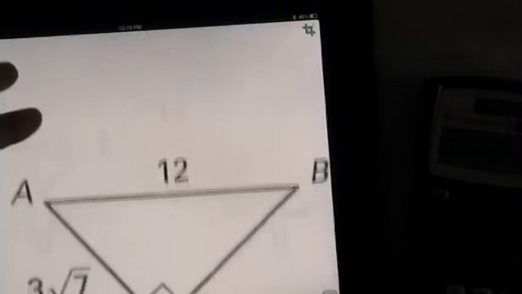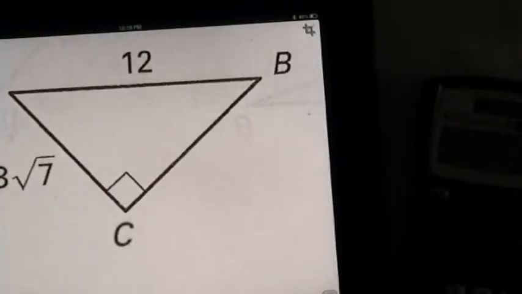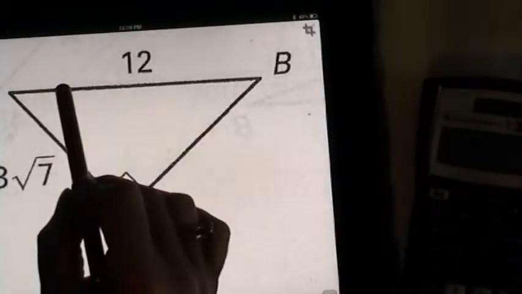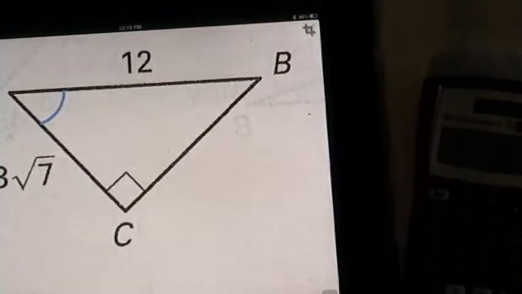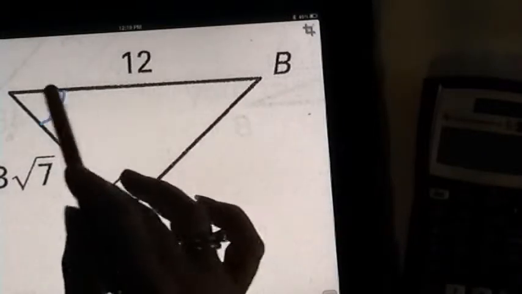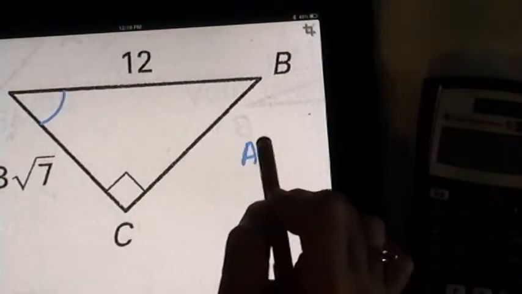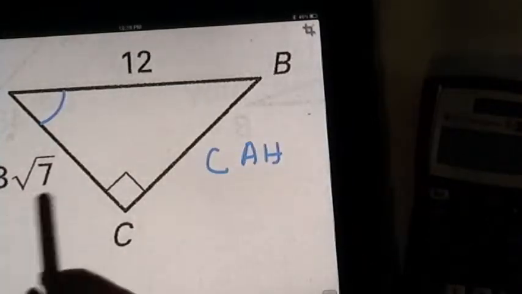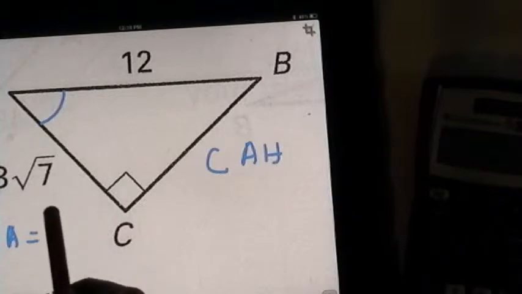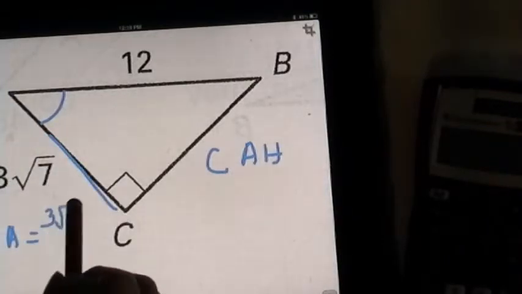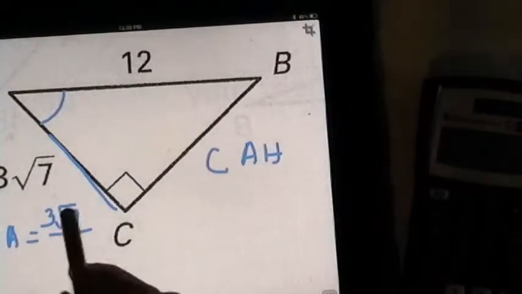Let's do another one. Okay, since we're focused on finding the angles, we're not going to worry about finding that last side. And let's just use A. For A, we have the adjacent side and the hypotenuse. Adjacent and hypotenuse is cosine. So we're going to say cosine of A is equal to the adjacent side, which is 3 root 7, over the hypotenuse, which is 12.